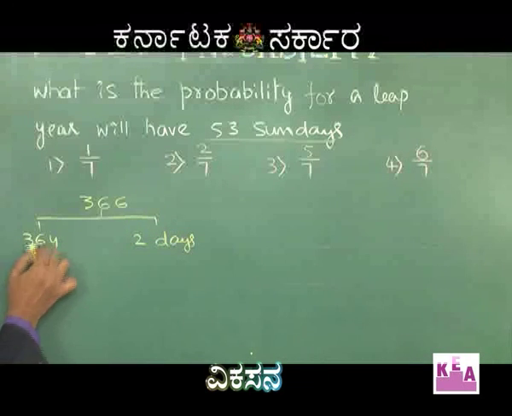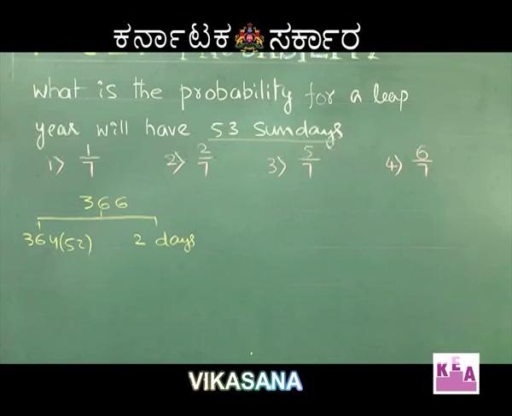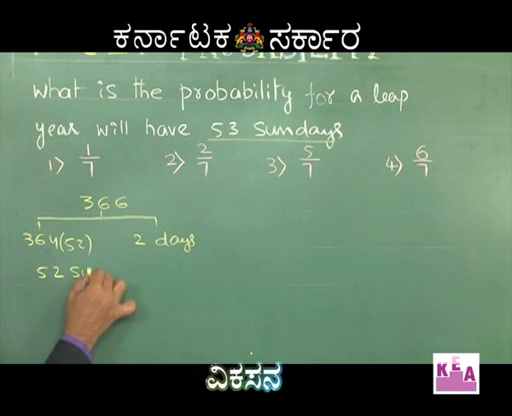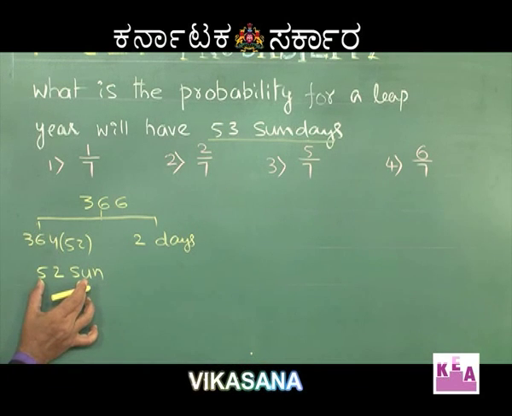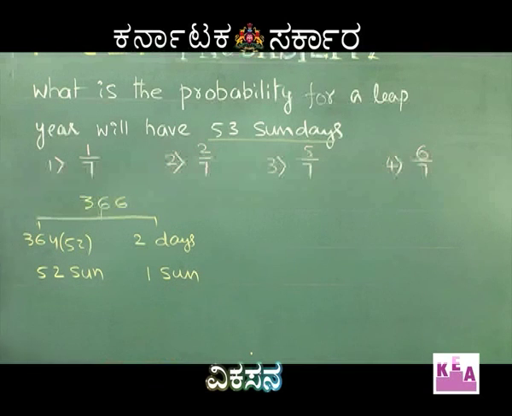Again, these 364 days means 52 weeks. In this 52 weeks, we can have 52 Sundays. We need to have 53 Sundays. So we already got 52 Sundays in this 52 weeks. Now we have to find the probability for getting one Sunday from the available 2 days.